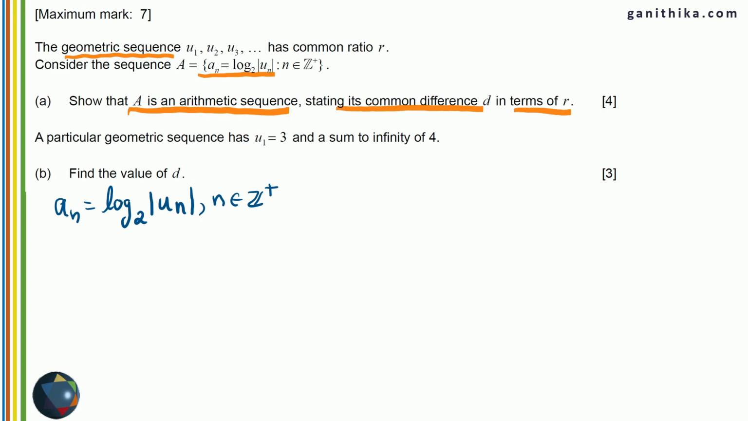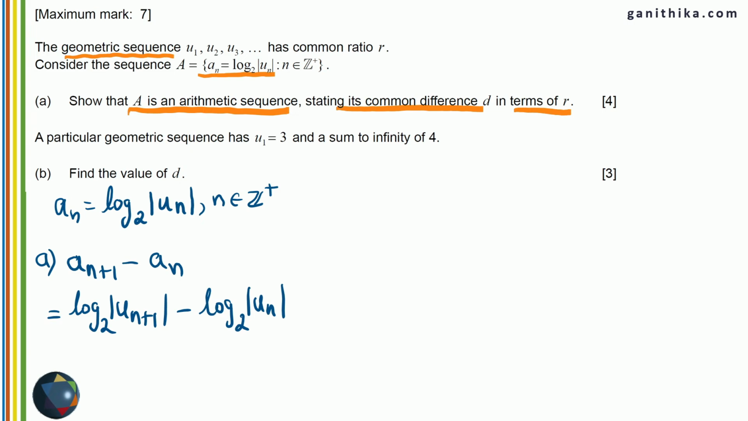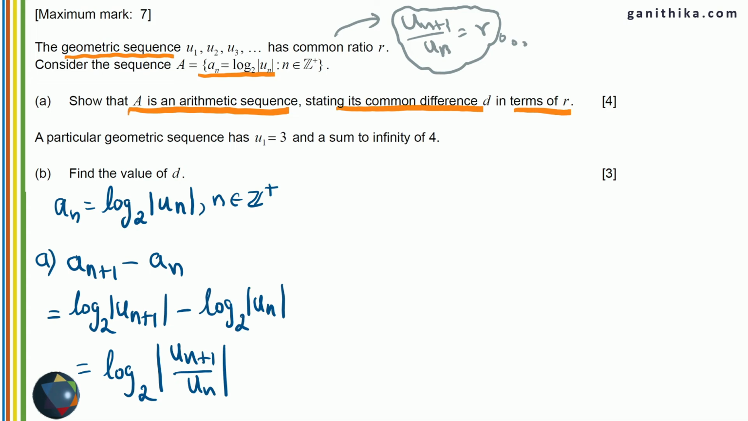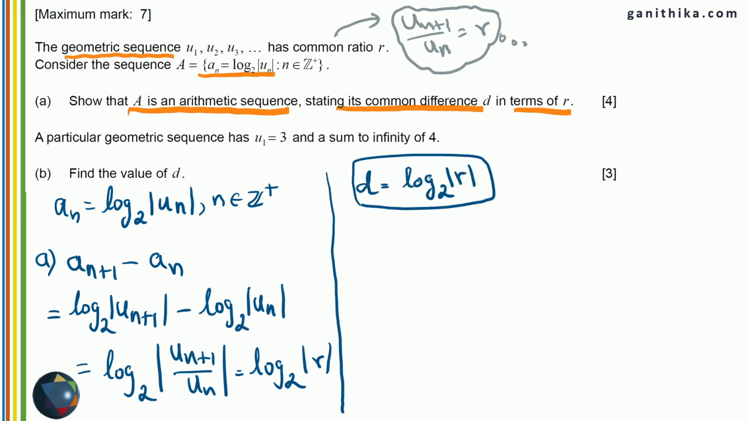Now we need to find the common difference. We will use the general formula for the common difference, a_(n+1) minus a_n. So using a_(n+1) in the given expression for a_n, you will have log of modulus of u_(n+1) minus log of modulus of u_n to the base 2 for both, and changing the subtraction to division, this is what you will get. And go back to the question. Since r is the common ratio, we have r is equal to u_(n+1) over u_n. So this becomes log of modulus of r to the base 2. So we have found that d is equal to log of modulus r to the base 2 here.